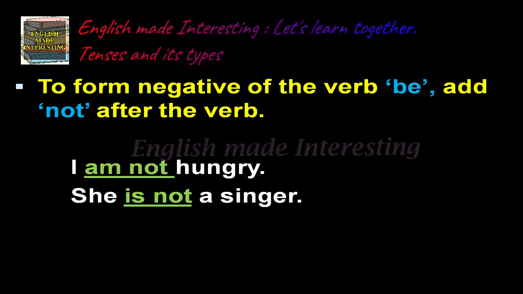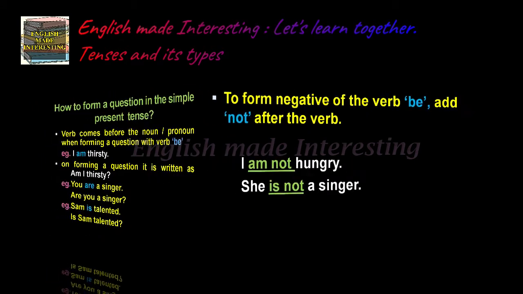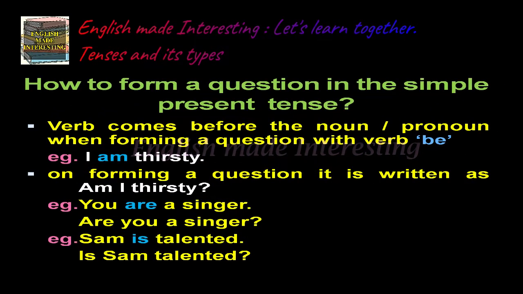To form negative of the verb be, you should add not after the verb. Example, I am not hungry. So helping verb is am and you are using not after the helping verb am. So I am not hungry. Next example, she is not a singer. Hope you follow.